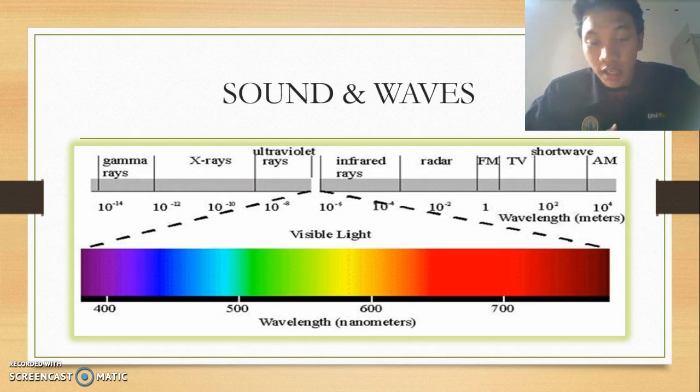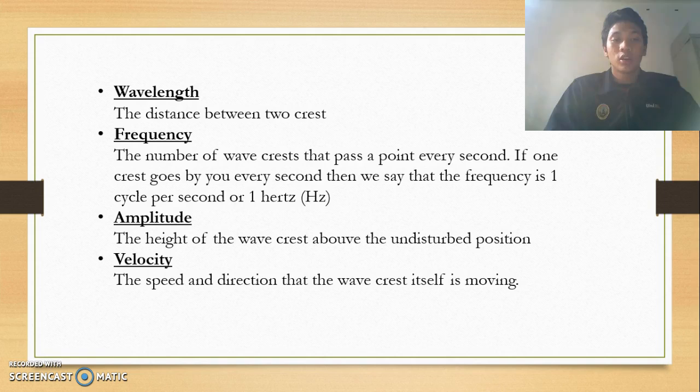One of them is light. Okay, light. Light is part of our lesson. So you can see that light is part of the electromagnetic wave, which is a transverse wave with 400 to 700 nanometer wavelength.